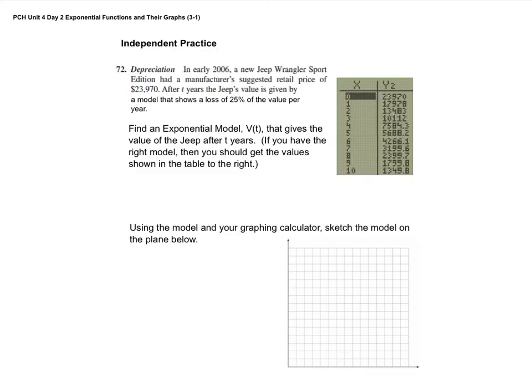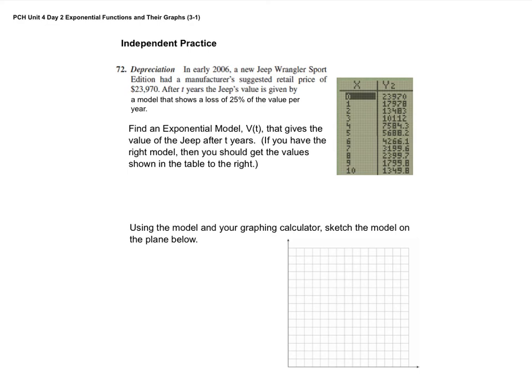Okay, so now I've given you an example to try for some independent practice. I've given you a model here talking about the value of a Jeep and how its value depreciates or goes down over time. The first thing I want you to do is model this, given that it has a 25% loss of value each year. I kept it a little easy for you in that that's a value per year, and we're talking about T as a number of years here.